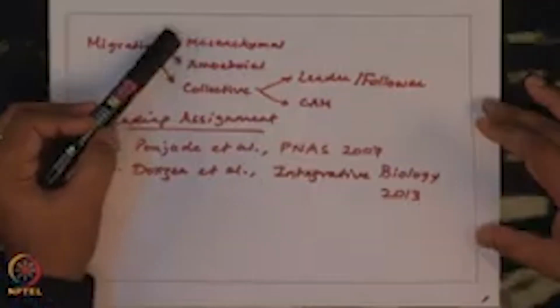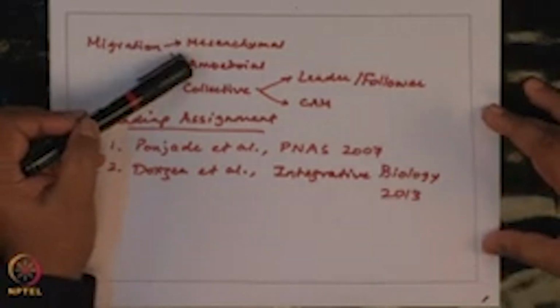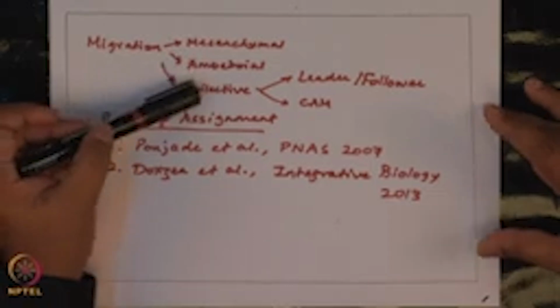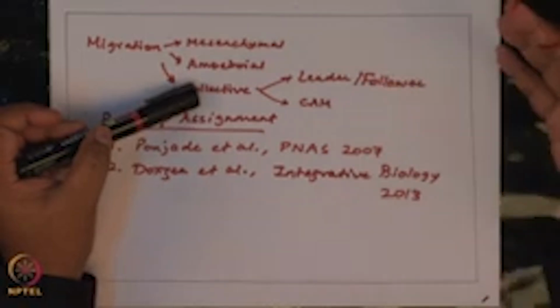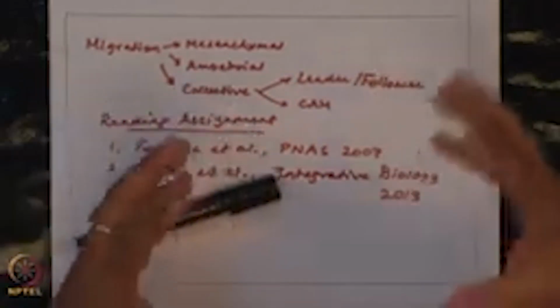So, in the last few lectures we have discussed different modes of migration, specifically focusing on three aspects: some examples of mesenchymal migration and how actin dynamics drives it, one study on amoeboidal migration, and another one on collective cell migration in the last lecture, where I focused on leader and follower cells and also this phenomenon called coherent angular rotation when you confine epithelial cells within patterned regions.